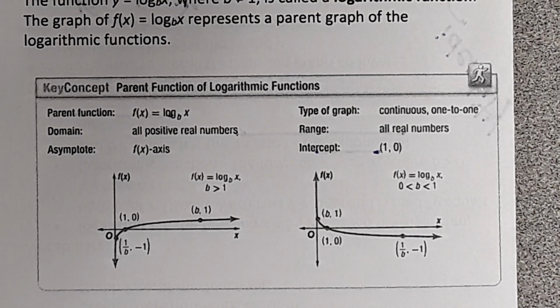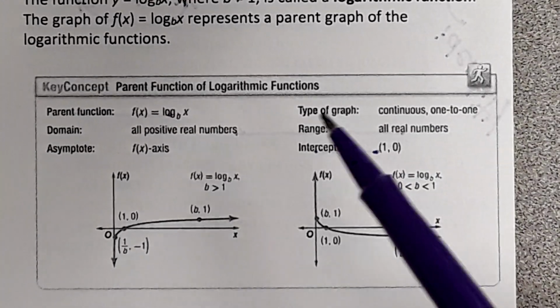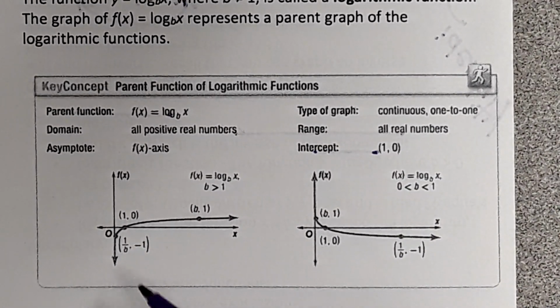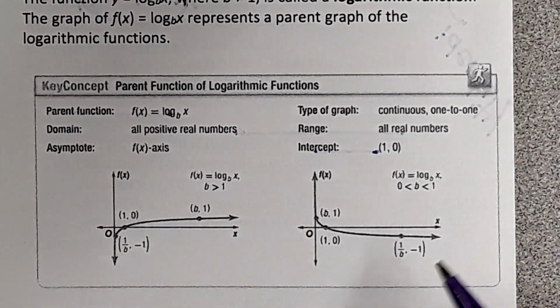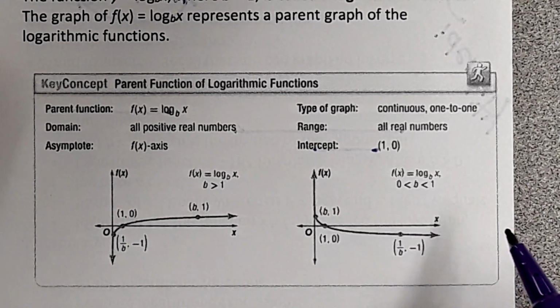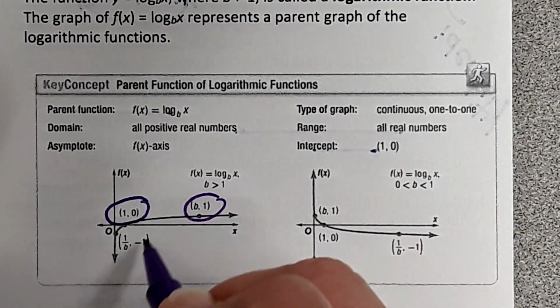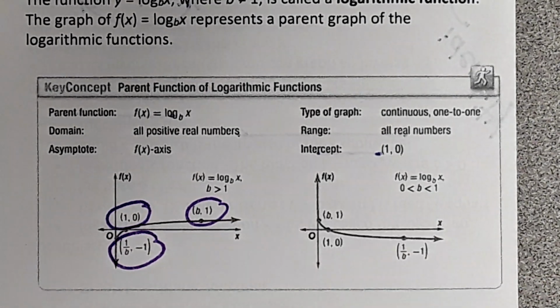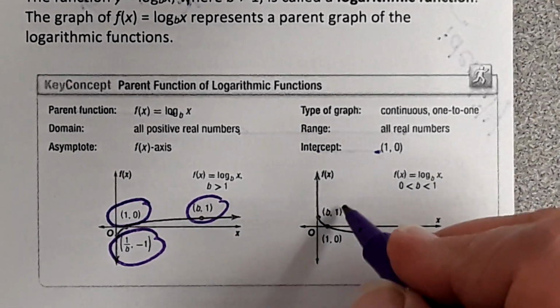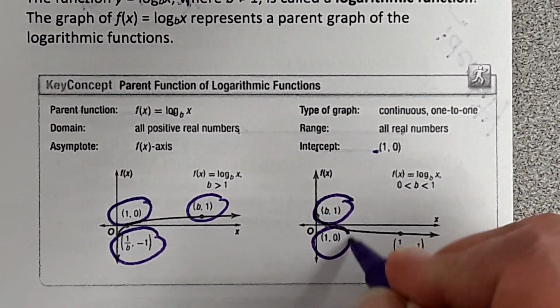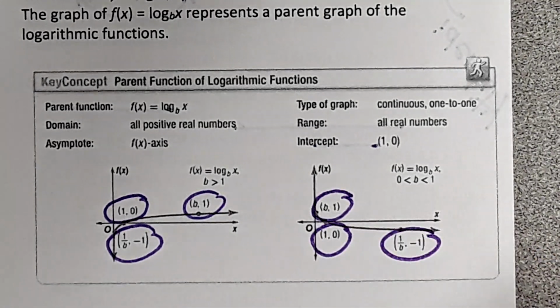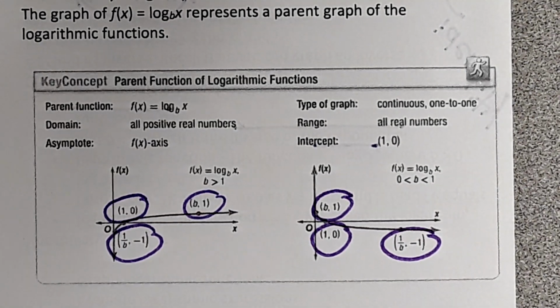Your range is all real numbers. It's going to be continuous, 1 to 1. Your asymptote is always going to be the x-axis, and your y-intercept is always going to be (1, 0). What that means is these 3 points, no matter where b is greater than 1, notice this is what your graph looks like. So those 3 points are the points that we will use continuously.